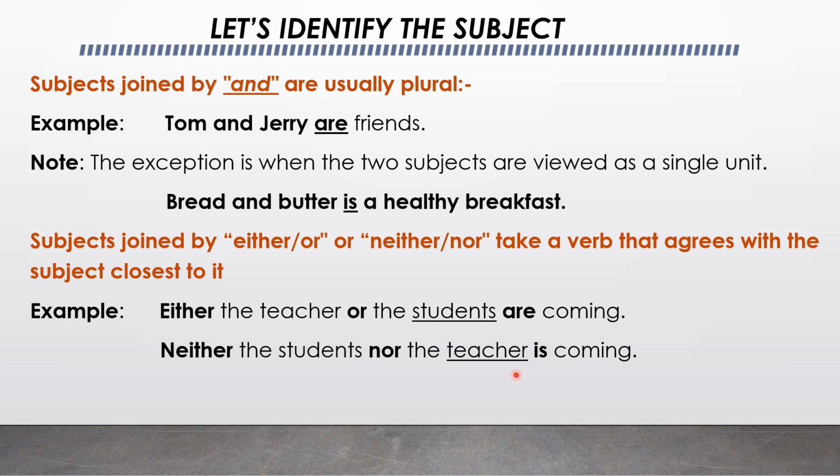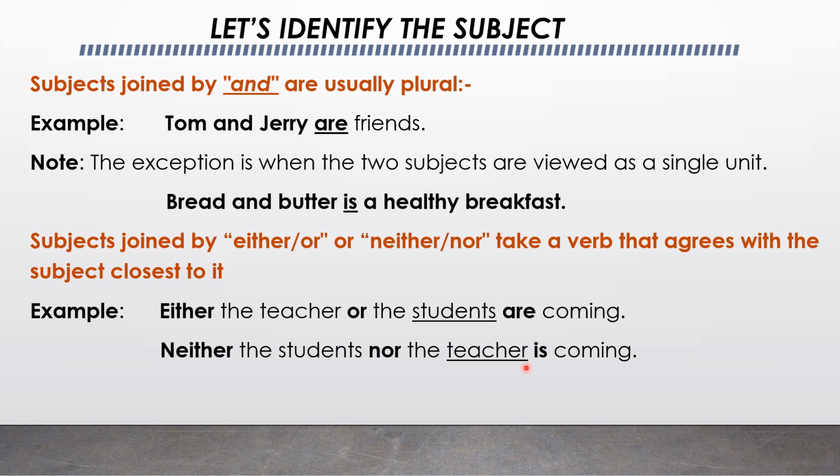So यहाँ पे different है. First, neither students nor teacher. So nearest is teacher, that is singular. Students plural है, but teacher singular है. जो nearest verb के है, that's why is verb is used with this, right?